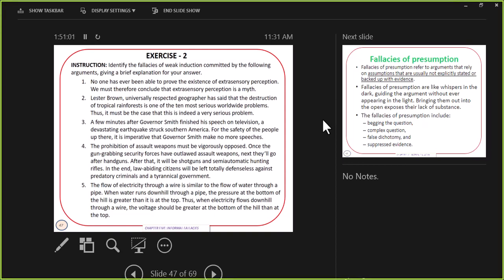Yes, the flow of electricity through conductors. Read it louder. Flow of... stand up. Very good. Weak analogy. Thank you very much.